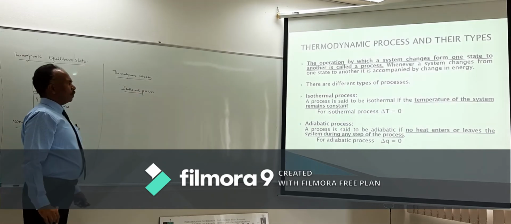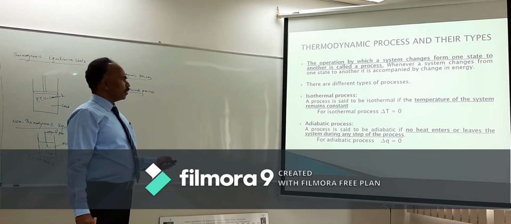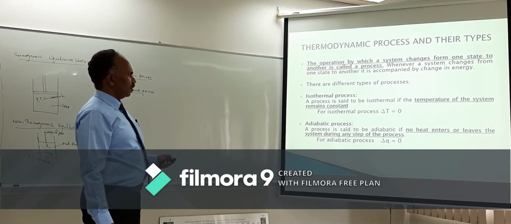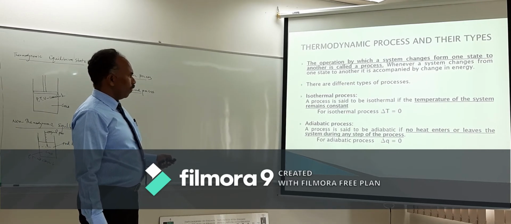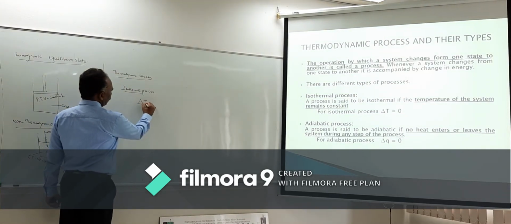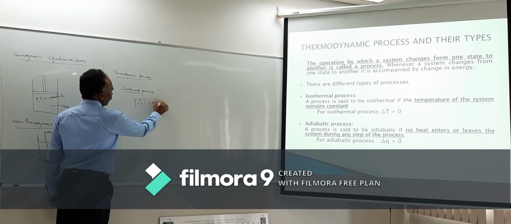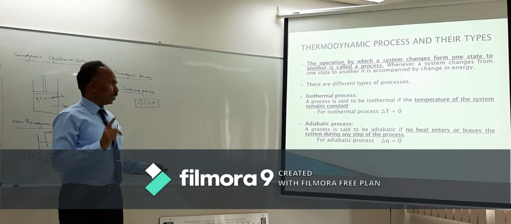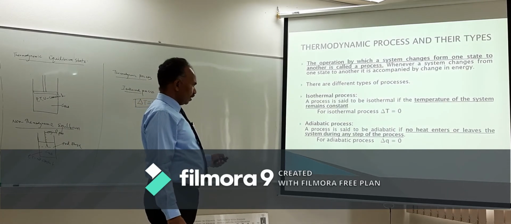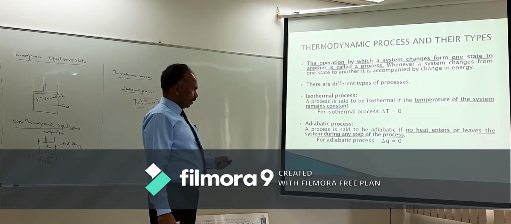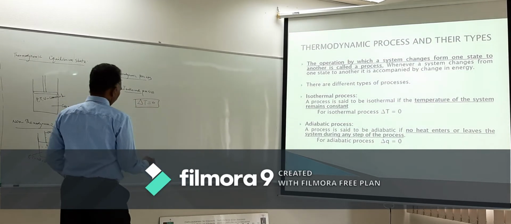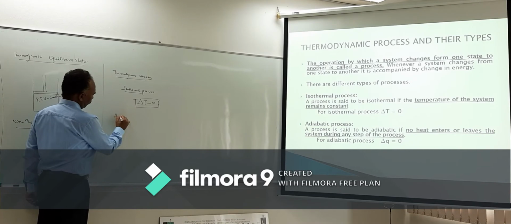What is an isothermal process? A process is said to be isothermal if the temperature of the system remains constant. That is, for an isothermal process, delta T is constant, so delta T is equal to 0. You must know that isothermal process means the temperature of the system remains constant. For an isothermal process, the change of temperature is equal to 0. Next one is adiabatic process.